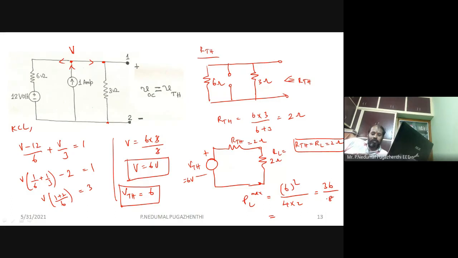9 by 2, 4.5. Is that right? Check that. If I use 4 there, 9 by 2, I will get 4.5. Please tell me whether you are getting 4.5 watts. Yes. So as simple as that. As simple as that, you can find the maximum power also.